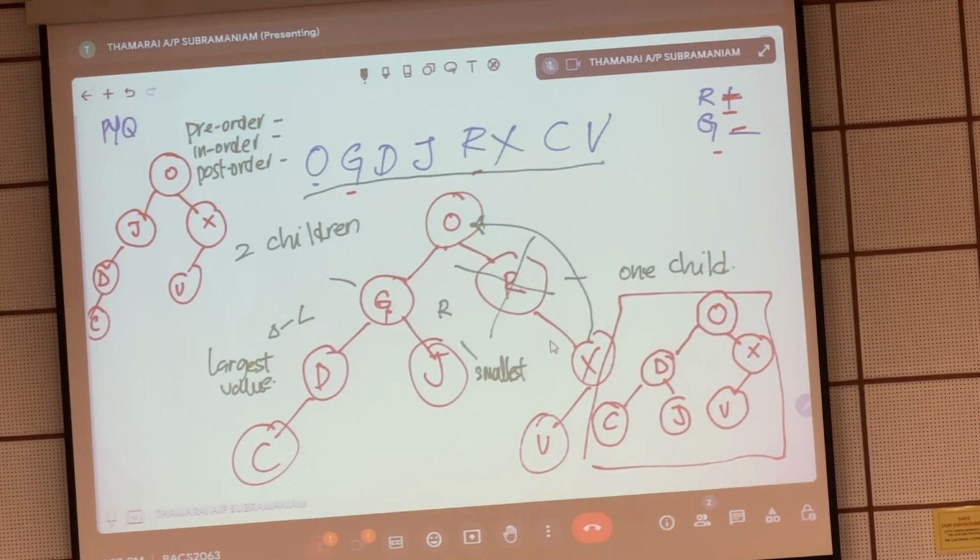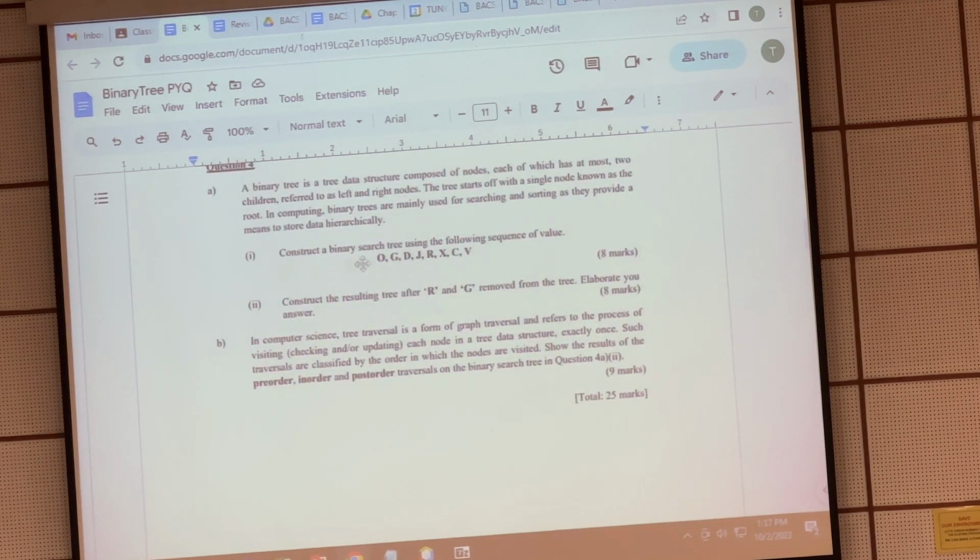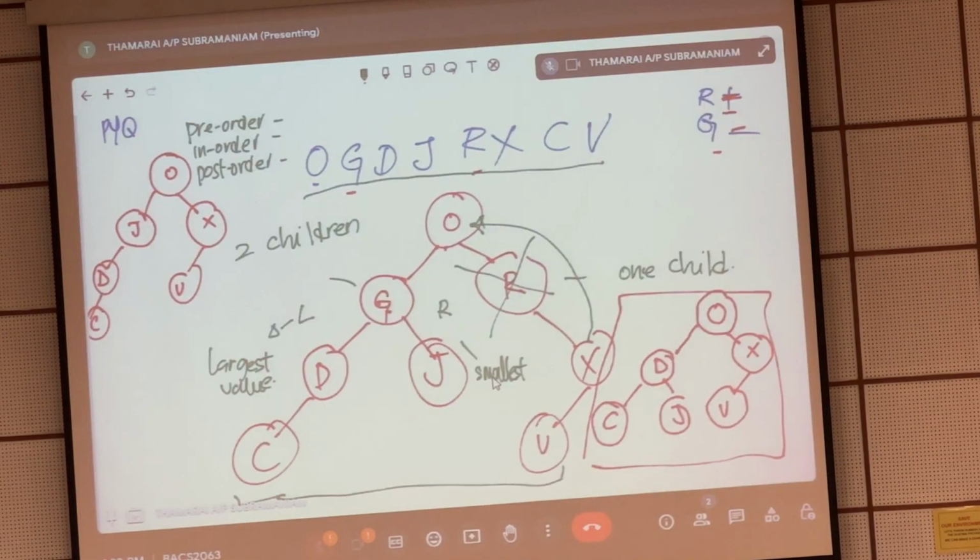So this is my tree, this is the tree. Now I need to read it. Which tree do we have to read? Question A, question A2. A2 is after removing it. So this one or this one. Okay, after removing it, let's use this to read. This is for A2.